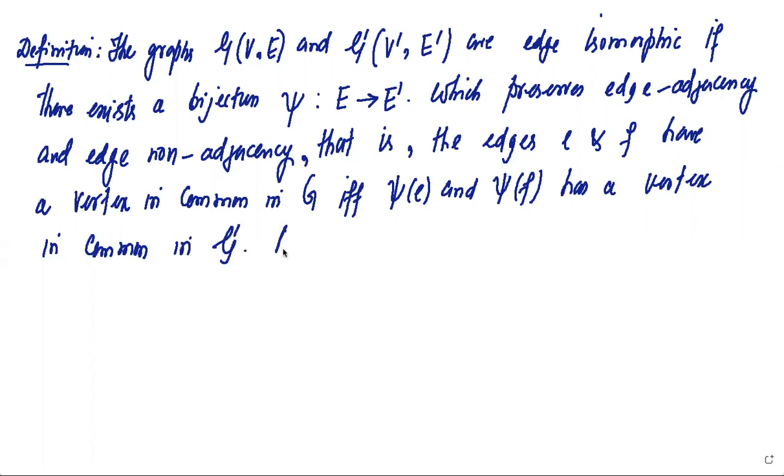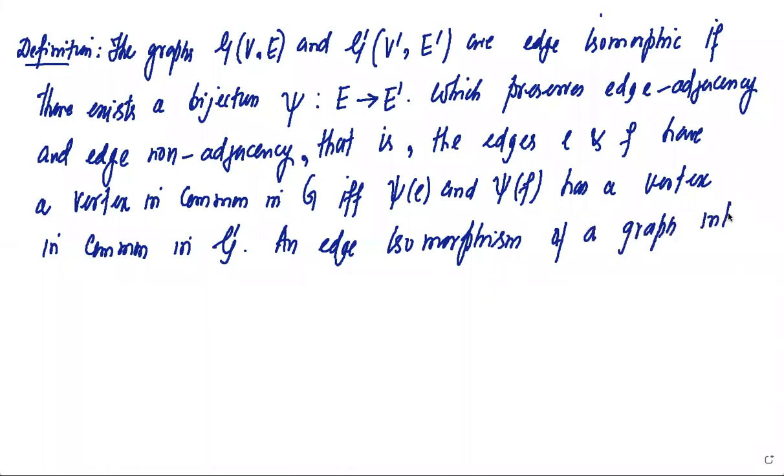Now an edge isomorphism of a graph into itself is called an edge automorphism.